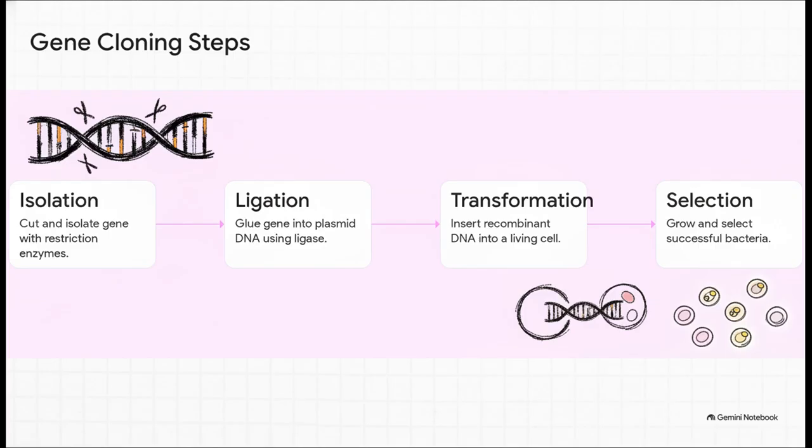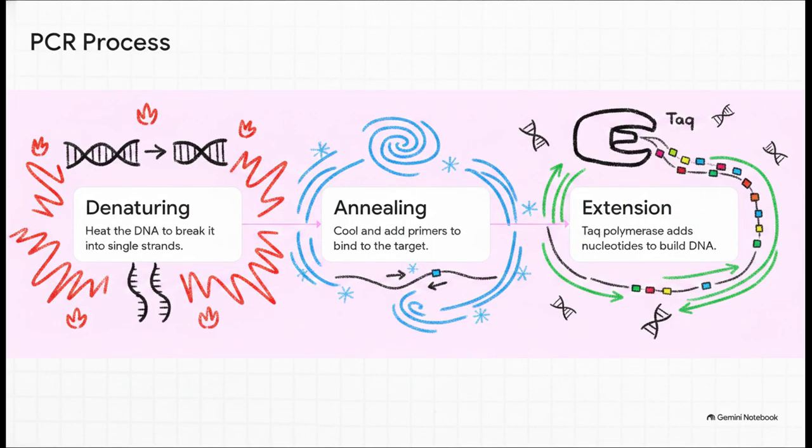This is where DNA ligase acts as the molecular glue to paste this gene into a circular piece of bacterial DNA called a plasmid, creating what we call recombinant DNA. Then comes transformation, where we literally insert this new DNA into a living cell, usually a bacteria. And finally, selection, where we grow the bacteria and pick out only the ones that successfully took in the new DNA.